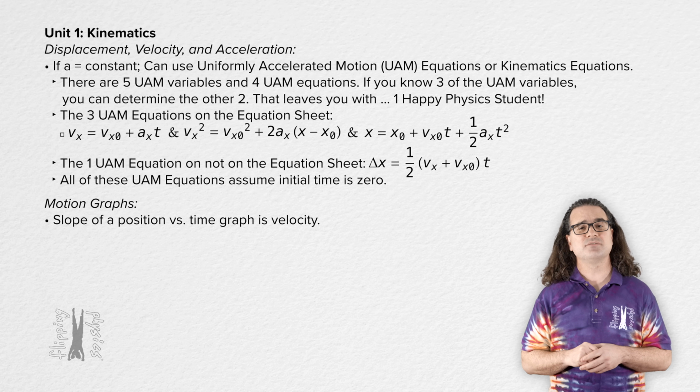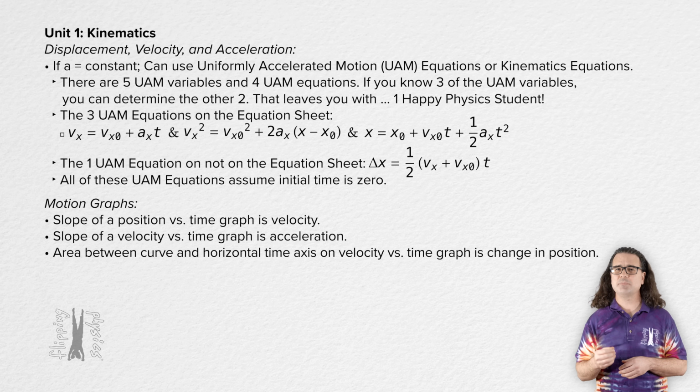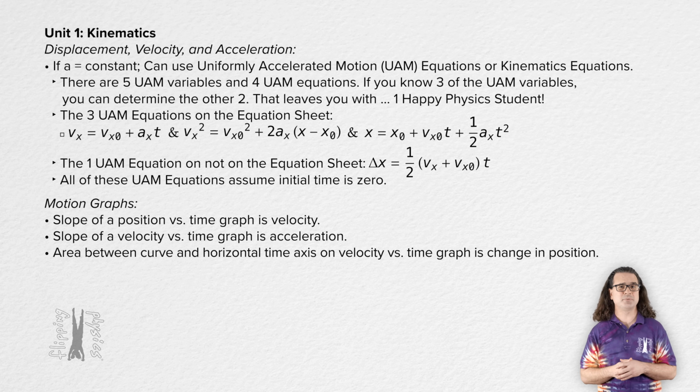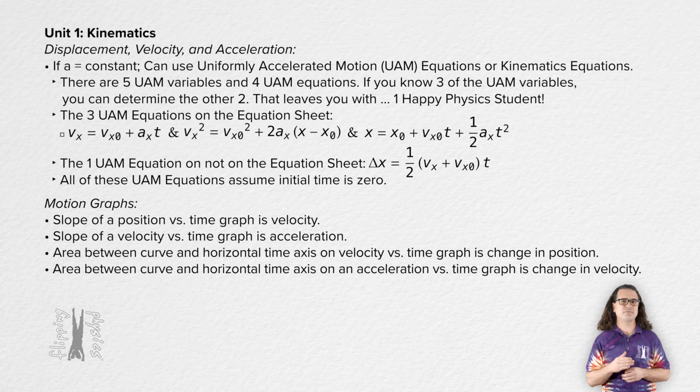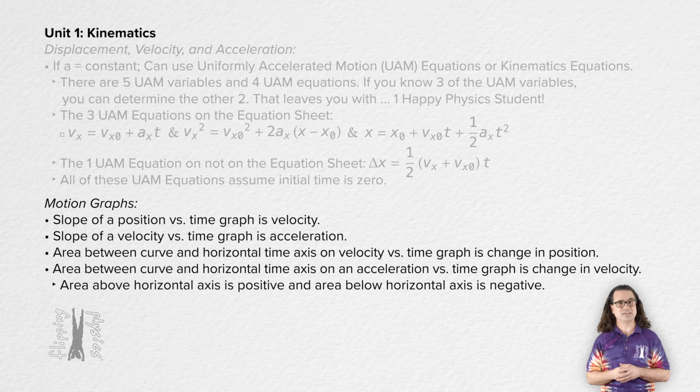The slope of a position versus time graph is velocity. The slope of a velocity versus time graph is acceleration. The area between the curve and the time axis on a velocity versus time graph is change in position. The area between the curve and the horizontal time axis on an acceleration versus time graph is change in velocity. And area above the horizontal axis is positive, and area below the horizontal axis is negative.